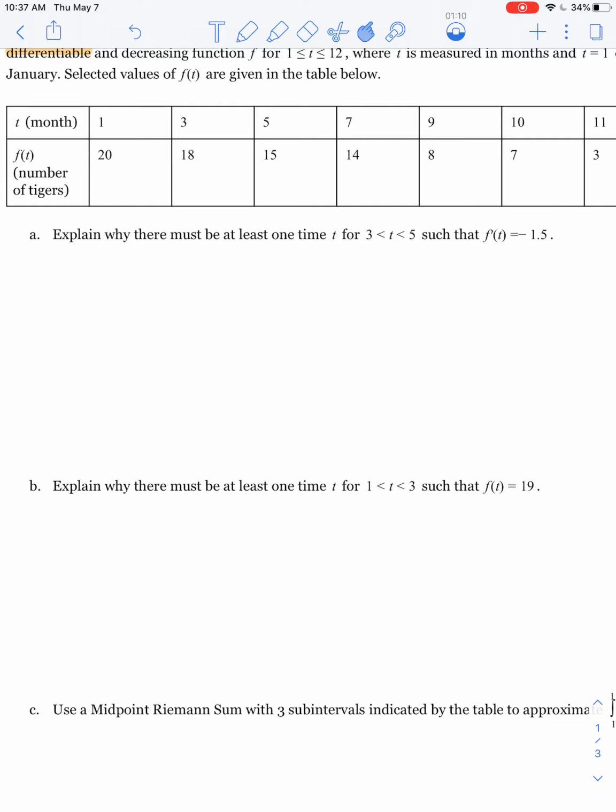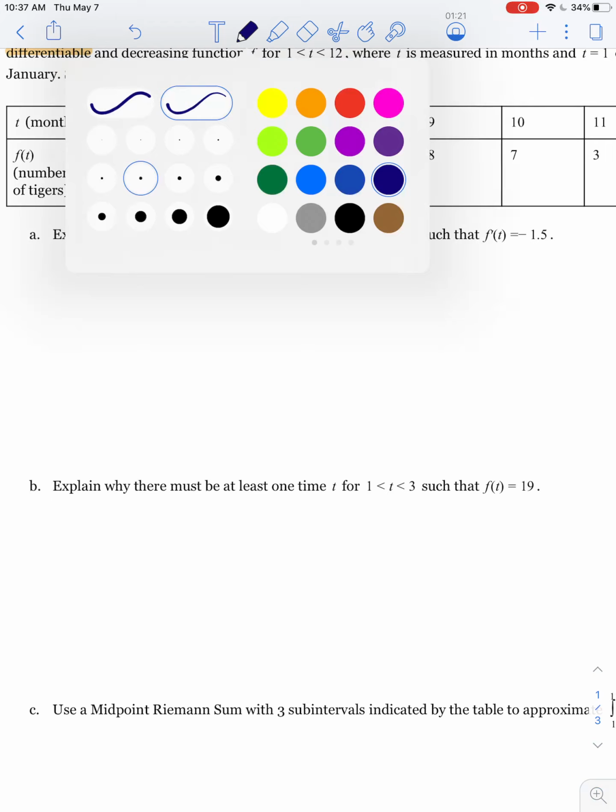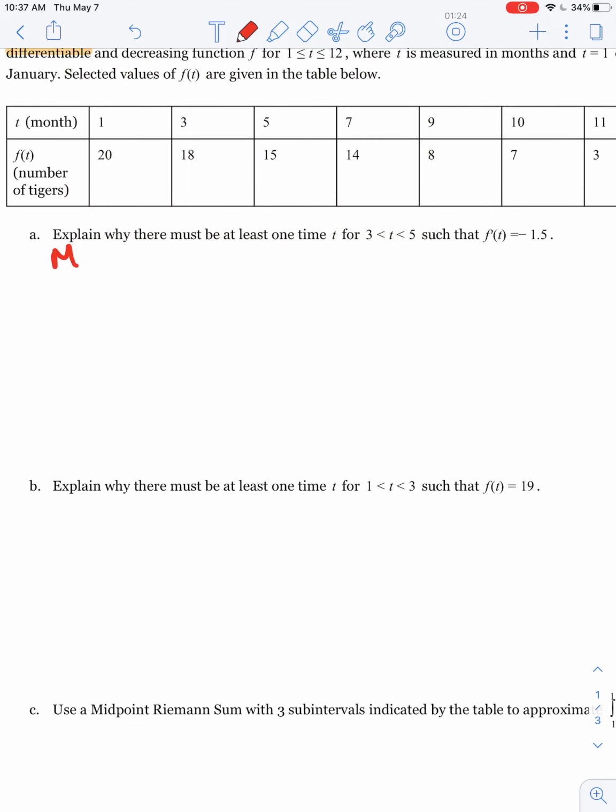It says, explain why there must be at least one time t, for 3 less than t less than 5, such that f prime of t equals negative 1.5. And this is a question about the mean value theorem. When we're looking to guarantee a value at which our derivative is equal to a certain value, we're being asked to utilize the mean value theorem. What we have to do is justify that we can actually use it and also explain what the mean value theorem states in the context of the problem.